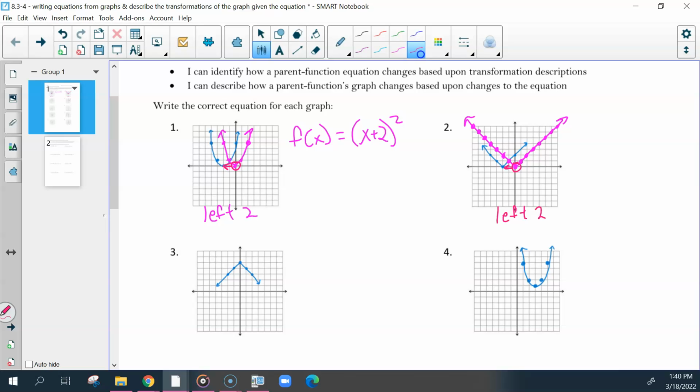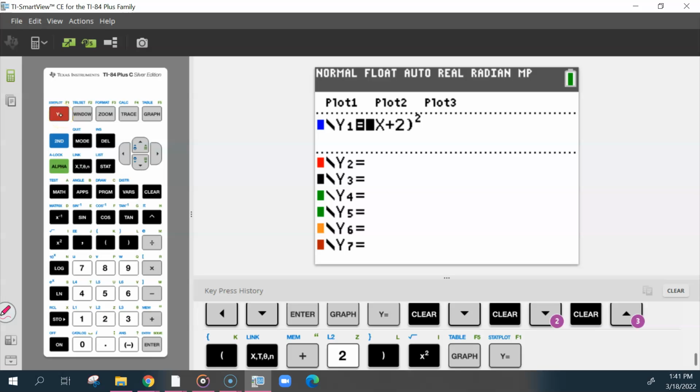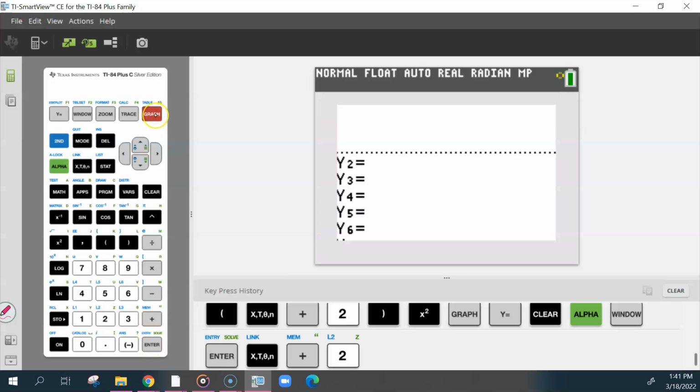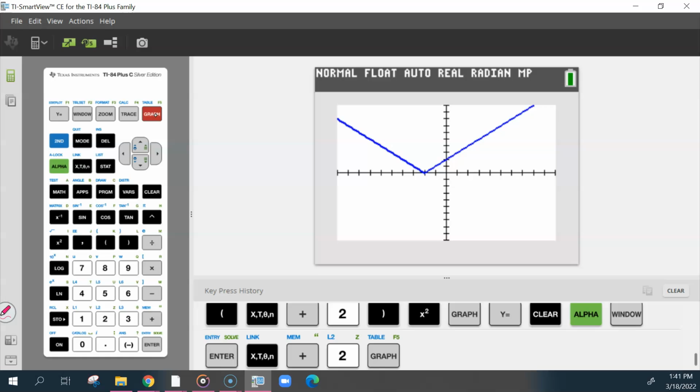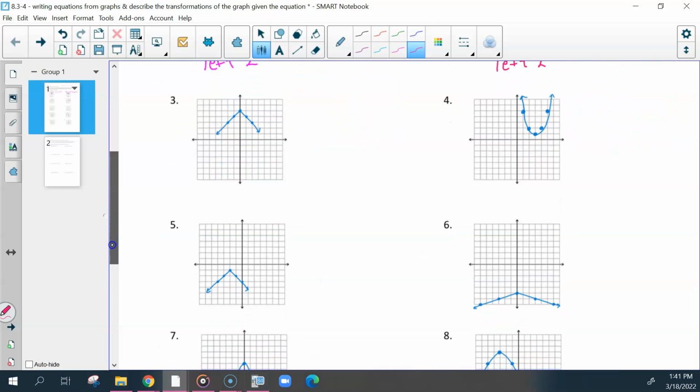So by the same logic from number 1, I could say this is f of x equals the absolute value of x plus 2 squared. That doesn't really look like a squared. And I'll graph that just so we are all sure. So alpha window will give us absolute value, x plus 2 graph, and it has been moved to the left 2. All right, moving on.